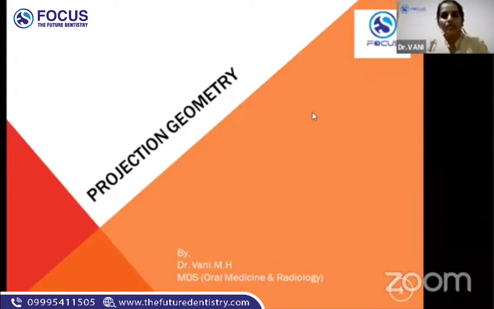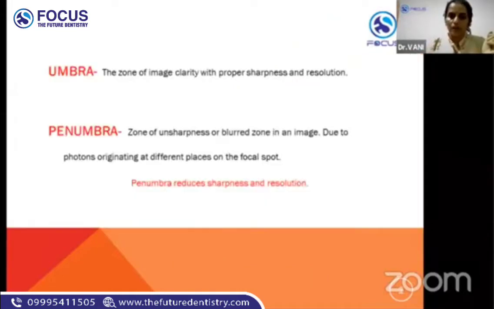Okay, see, what is the main goal of taking a radiographic image? It should have good diagnostic quality, right? The area of interest should be imaged very clearly so that it has good diagnostic quality. To ensure that, we have to follow certain principles while doing X-ray projection. Before moving on to the principles, we have to be familiar with two terms, that is umbra and penumbra.